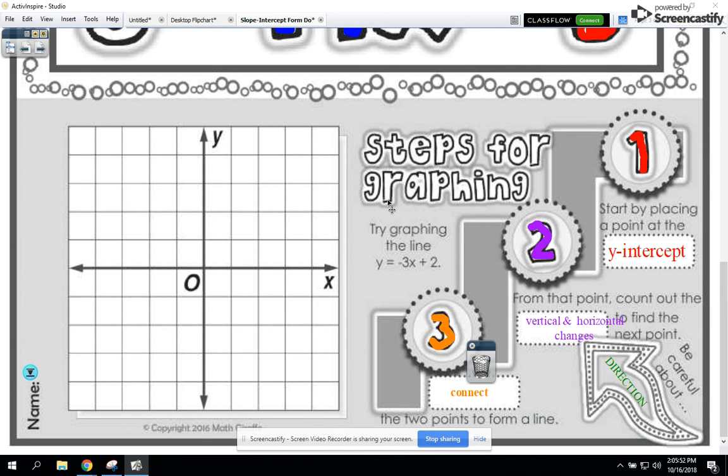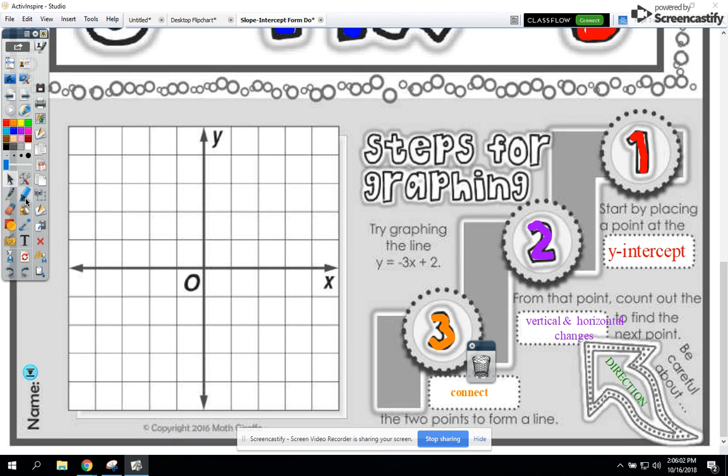The steps for graphing, again, we've already gone over this, but let's say we wanted to graph the line y equals negative 3x plus 2. First, we're going to start by placing a point at the y-intercept. So the y-intercept is the constant term, the number that you are adding. So we are adding 2, so I'll do it in red since it matches our steps here. Step 1, positive 2. Start at positive 2.